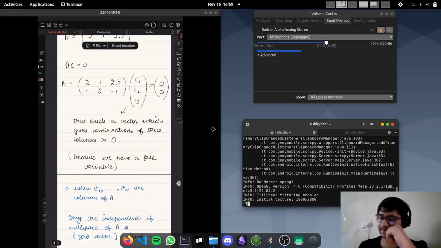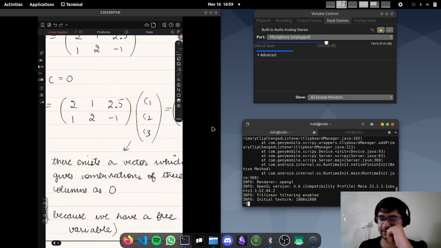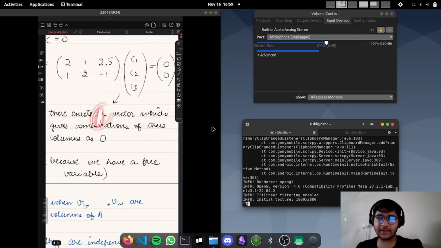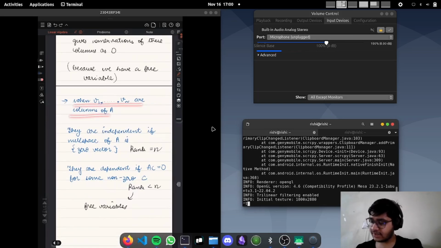Okay, this is not making the null space, but we get the idea that because we have a free variable, there will always exist a null space, because null space is made by the free variable itself. So we had that free variable, we built some null space like this. We'll see, because there was a free variable, and we put that free variable as 1. If we don't have a free variable, there will essentially be no null space, most probably. Okay. When v1, v2, vn are columns of A, they are independent if the null space of A is a 0 vector.